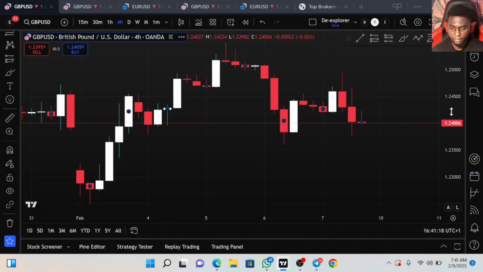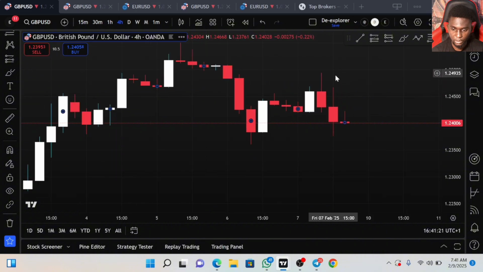Let me use a bigger wick for explanation. Now this is the high and this is the low. This is the body, this is the open, and this is the close. Now let me quickly say this. The open of a candle is not really as important as the close of the candle. Why? Because a candle can open as a bullish candle and end up closing as a bearish candle, and a candle can also open as a bearish candle and end up closing as a bullish candle. So what matters is the closing of the candle.